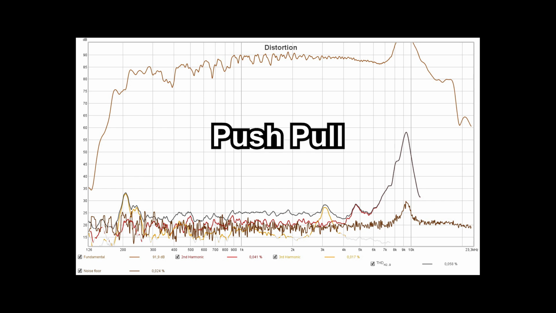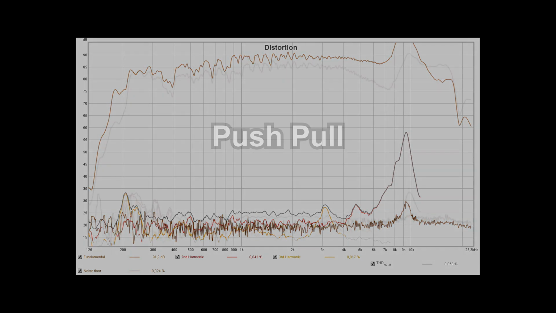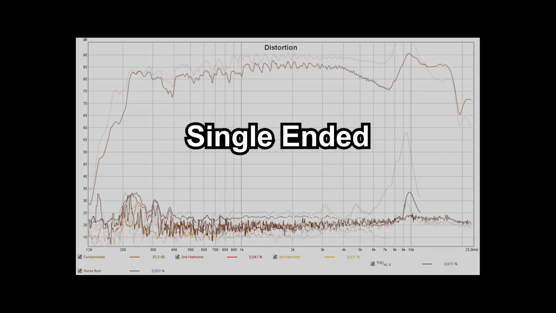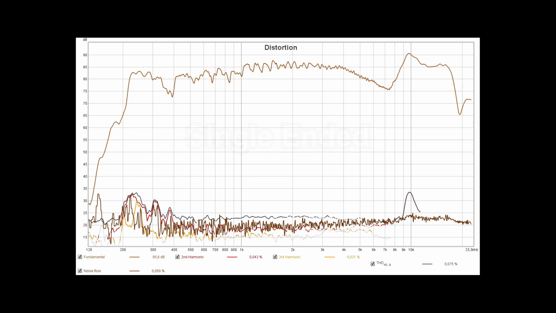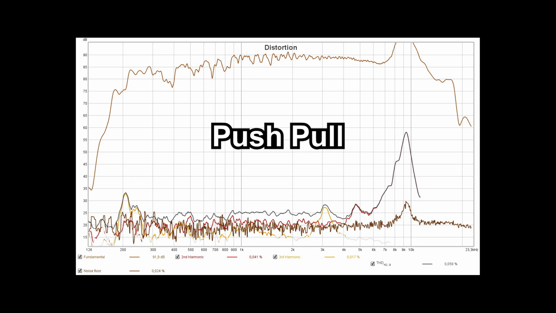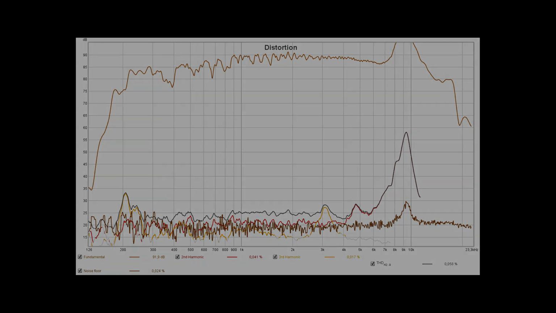Also visible is that the distortion below 500 Hz is far lower in the push-pull variant compared to the single-ended one. The distortion is a percentage of the fundamental, so this plot looks better in single-ended than the push-pull, but because the output volume of the push-pull is higher, the percentage is lower, although the graph does look a little bit better on the single-ended one. So it's not only that a flat line is better.